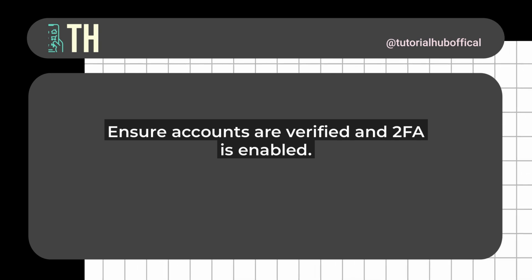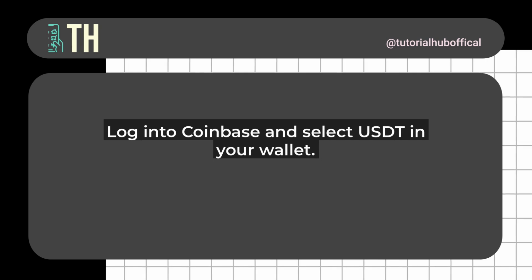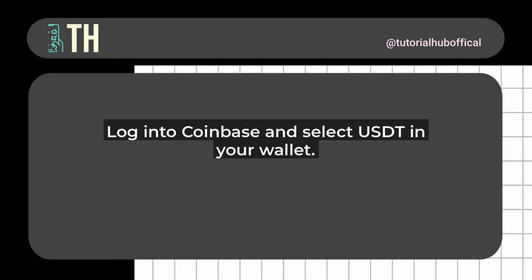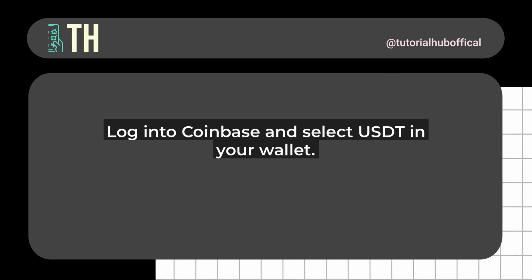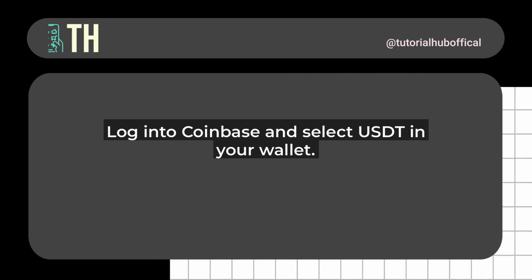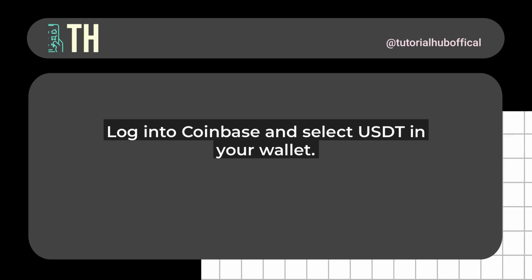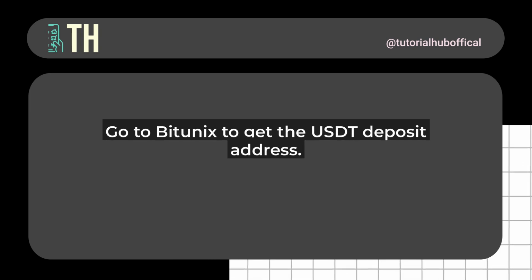Step 1. Log into your Coinbase account. Once you're in, head over to your dashboard and select the Assets or Wallet section. Find USDT in your list of holdings. Step 2. Click on the USDT asset and choose the Withdraw option. You'll see a form where you need to enter the recipient's address. But hold on, don't paste anything yet.